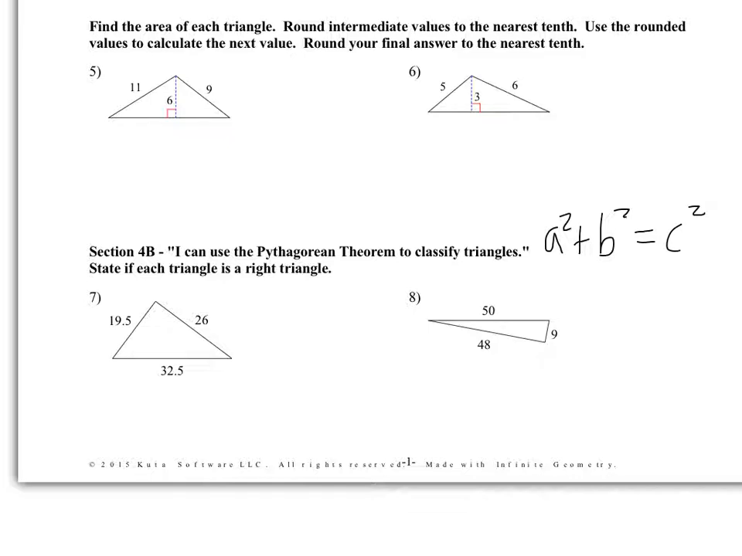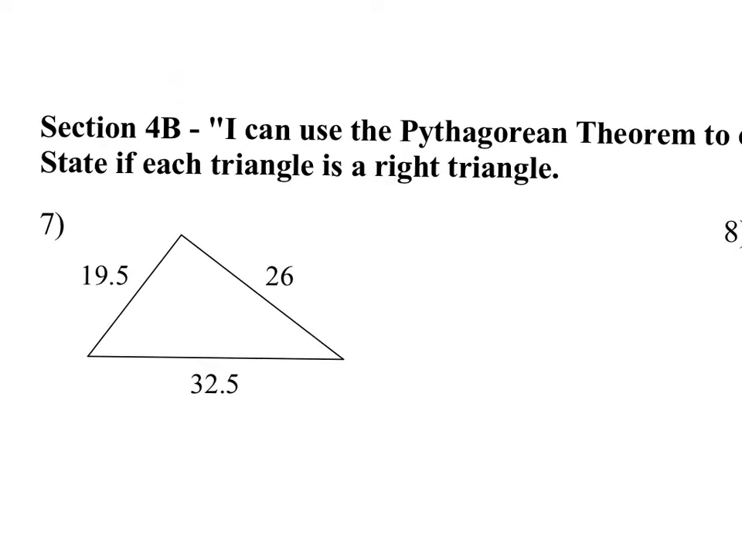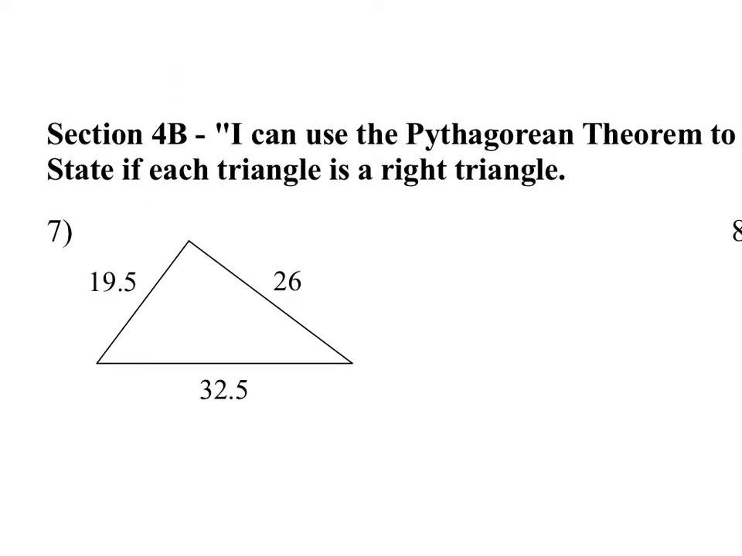So that means if we have a right triangle, we can use this. But it also means that if we do this and it is a true statement, then you can conclude that the triangle is a right triangle. The key to this is knowing what side is the longest side, in other words the hypotenuse, because that's going to be on a side by itself. So here you see that the 32.5 is the longest side. So that is the hypotenuse.